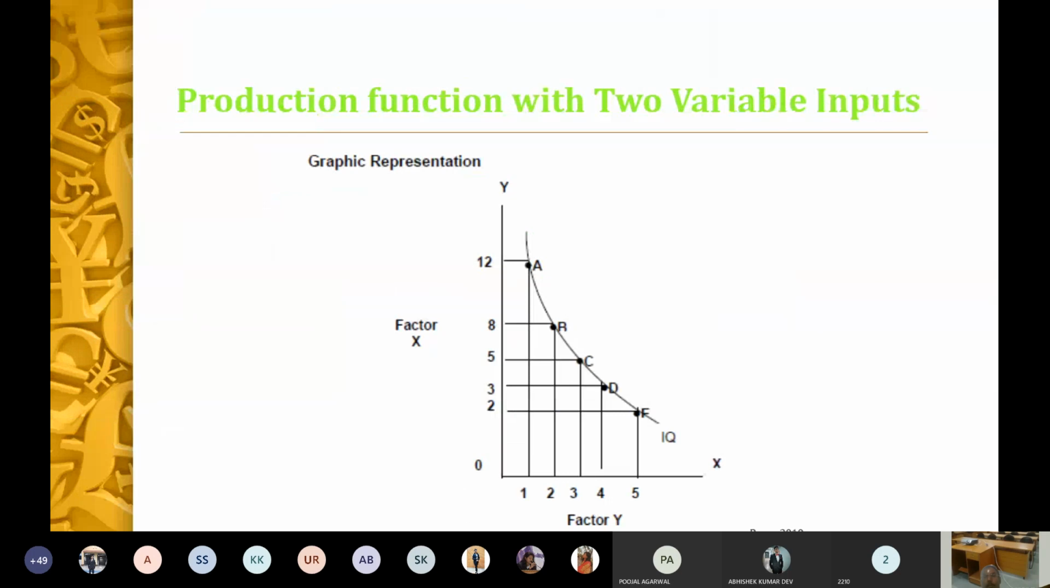This is the graph. Okay, you have two factors on the x-axis and the y-axis, and we have the points A, B, C, D, E, F. This becomes your isoquant line. The line which is drawn is your isoquant line.